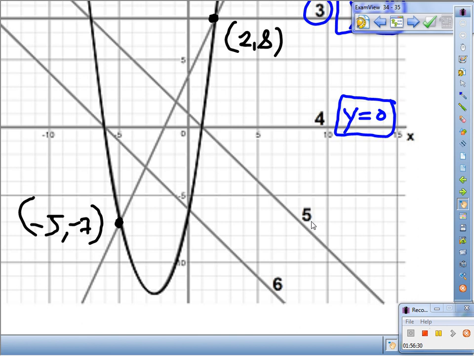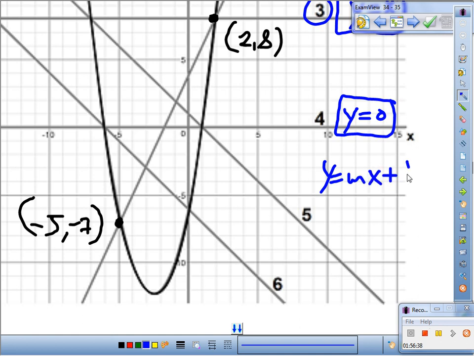All right, let's look at line 5. Be careful with this one. Let me get you started. Y equals mx plus b. What is my y-intercept for line 5? 1, so it's plus 1. Bring down the y equals blank x. Now we need the slope. I need another point from here. What point do you want me to use?